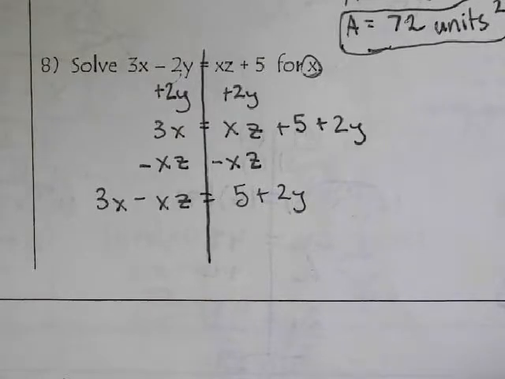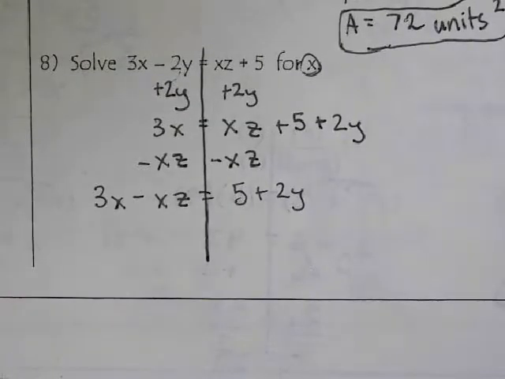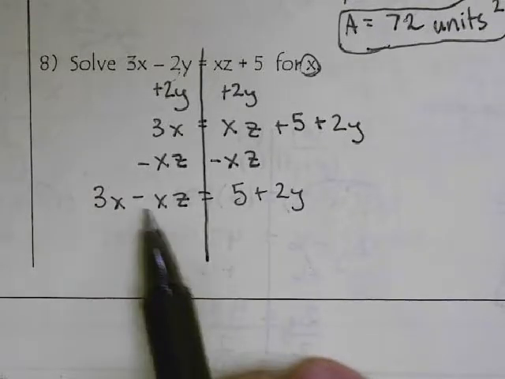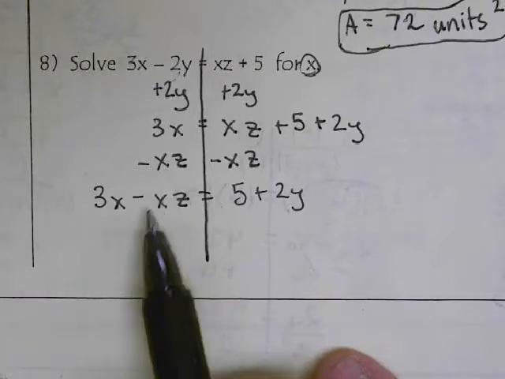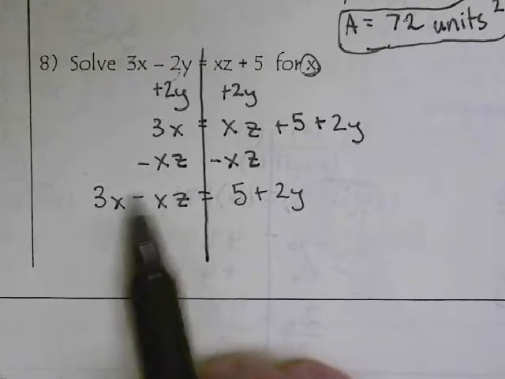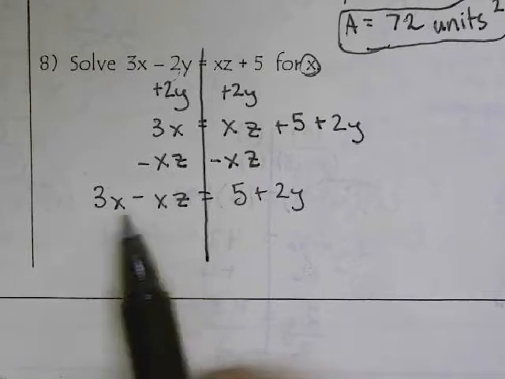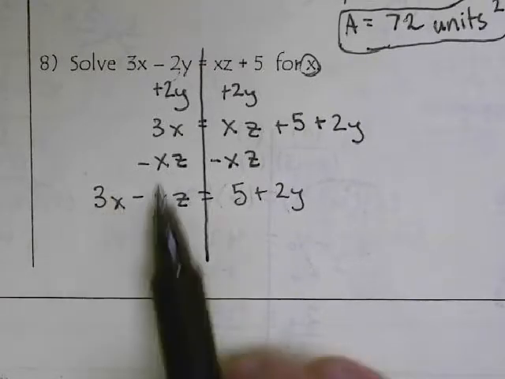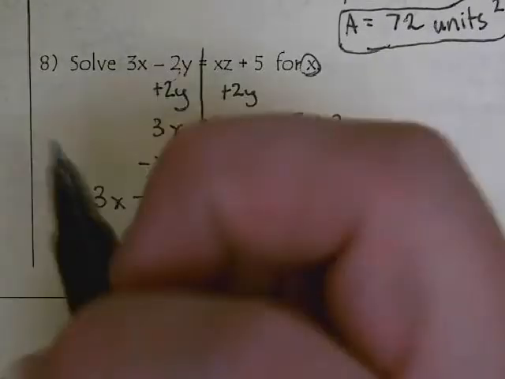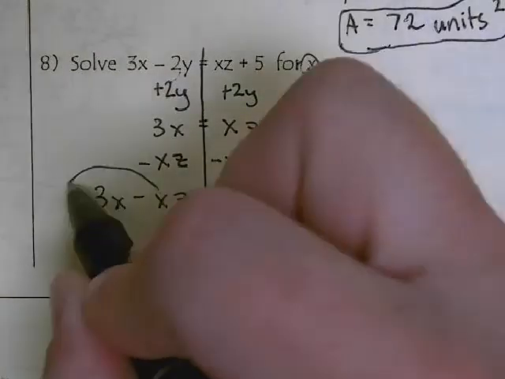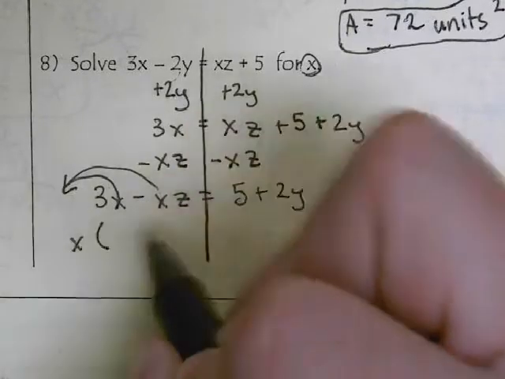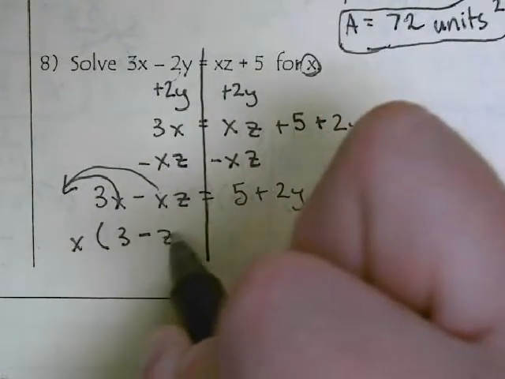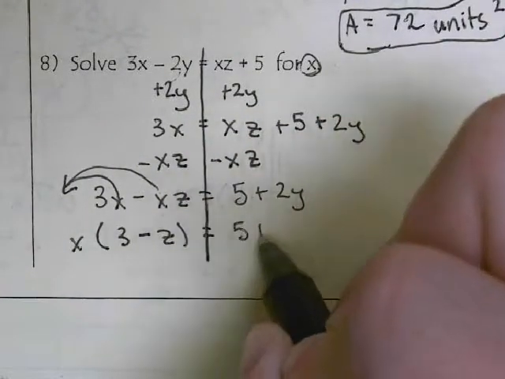And this is where it gets kind of tricky. This is our reverse PEMDAS step right here. If I want to get x by itself, I need to do a factoring, or reverse distributive. So instead of distributing in, we're going to pull this x out. So I can pull the x out like that, and I'll have x times (3 minus z) is equal to 5 plus 2y.